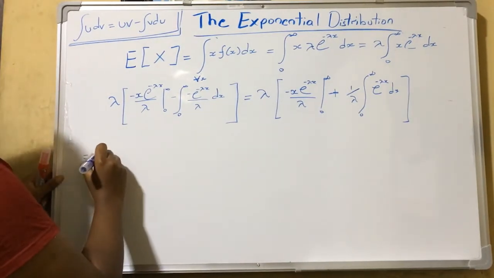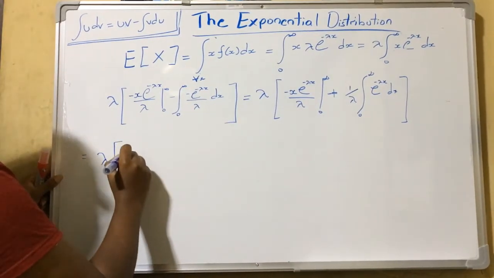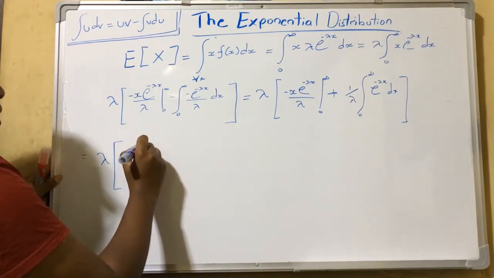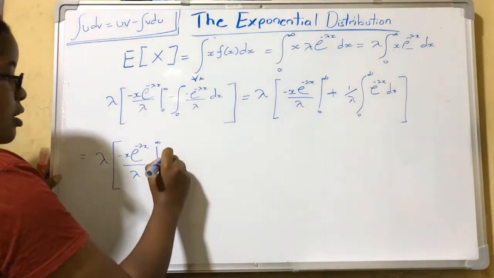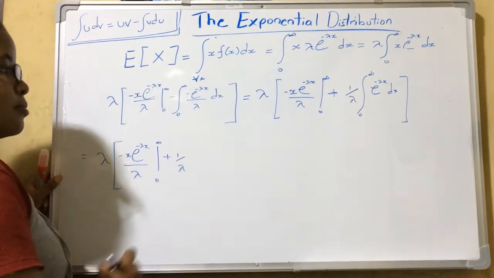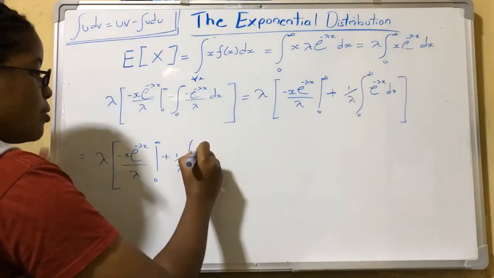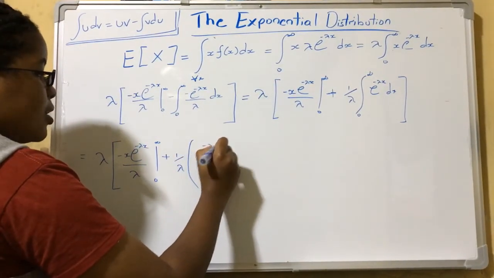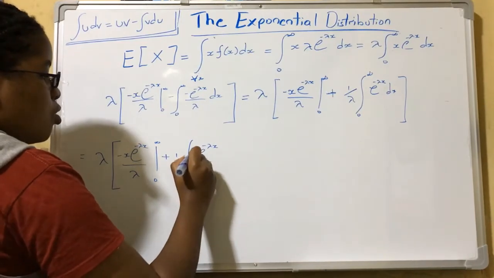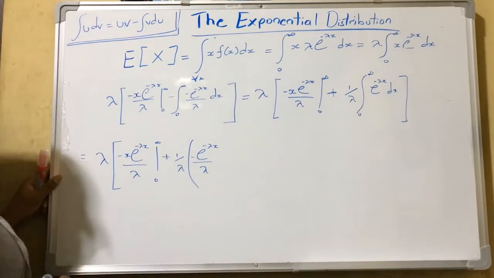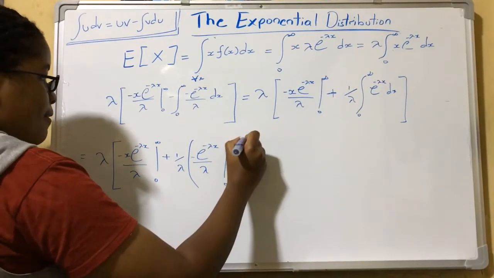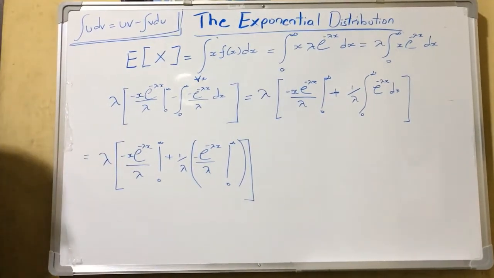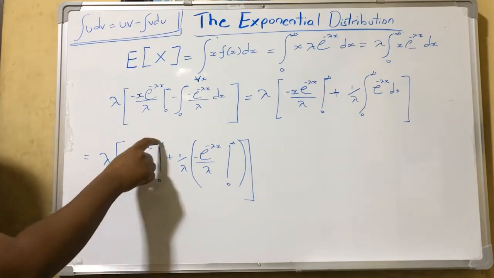It means my expression becomes lambda multiplied by minus x exponential minus lambda x over lambda all the way from 0 to infinity plus 1 over lambda. And if I integrate that function, I will have exponential minus lambda x over lambda times negative all the way from 0 to infinity as well. Like that. So now I do not have any integrals to take care of. What I do need to take care of is these limits.